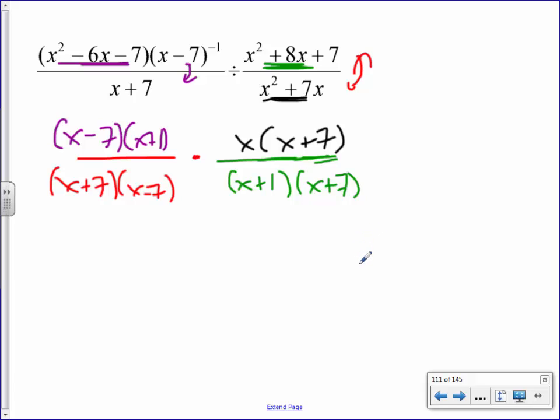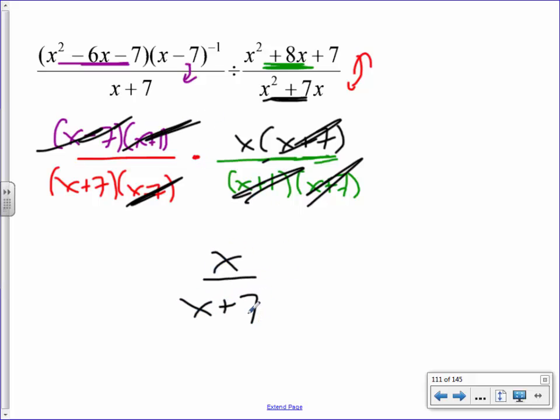Now is the opportune moment. Cancel! Cancel! Cancel! Ta-da! It's actually kind of satisfying. That makes sense?